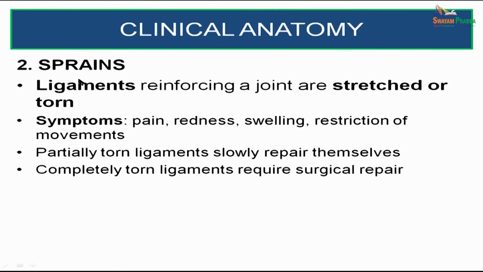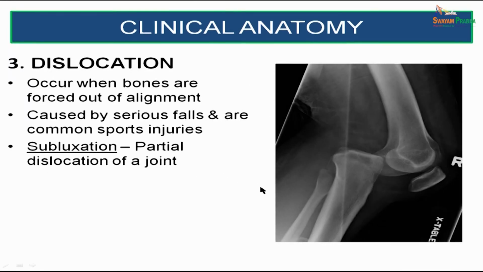Then commonly we hear the word sprains. What is a sprain? When the ligaments which are reinforcing a joint are stretched or torn, that is called a sprain. The symptoms of a sprain are pain, redness, swelling, and restriction of movement. If these ligaments are partially injured or partially torn, they can slowly repair themselves. But if they are completely torn, then they require surgical treatment.